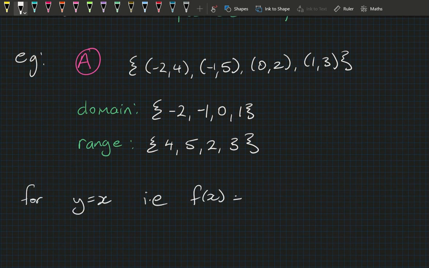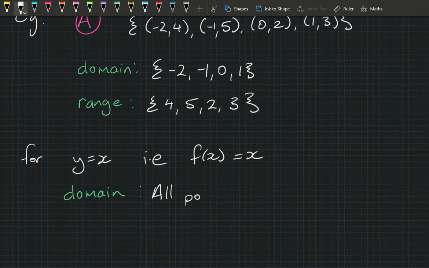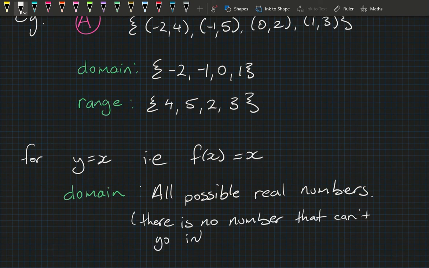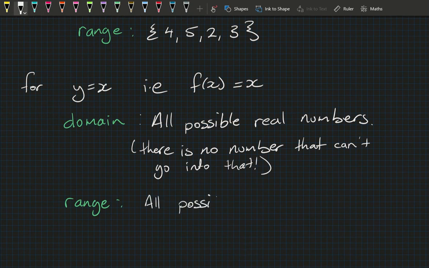And for an algebra example, y equals x, i.e. f of x equals x, the domain is all possible real numbers. There's no number that can't be put into this function because it just is them. And the range is all possible real numbers. And that's because whatever number you wanted to get out, you just have to put it in, right? We get out what we put in.